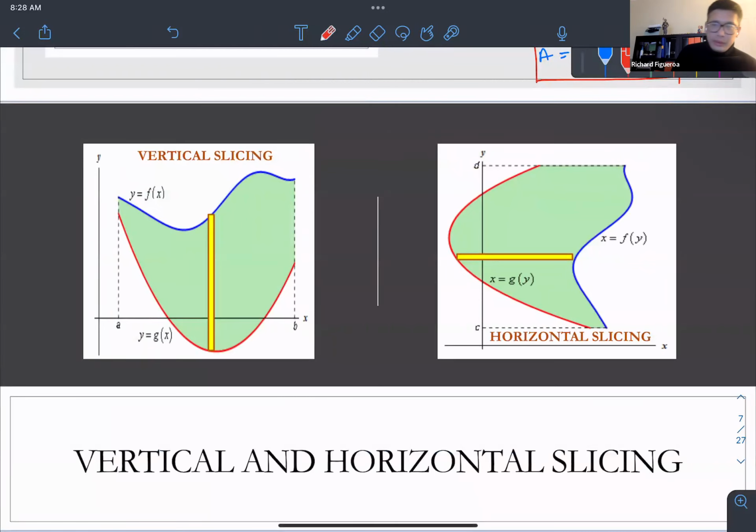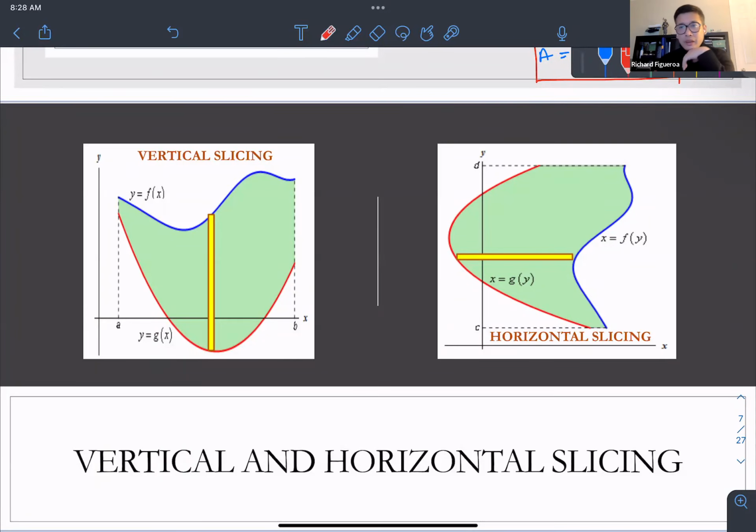So now we'll be covering the idea on how to find the area bounded by curves. The first thing that we need to consider here is the vertical and the horizontal slicing. When I say vertical and horizontal slicing, we are the ones to decide whether we're going to use a vertical strip or a horizontal strip, so that would represent the entire area.